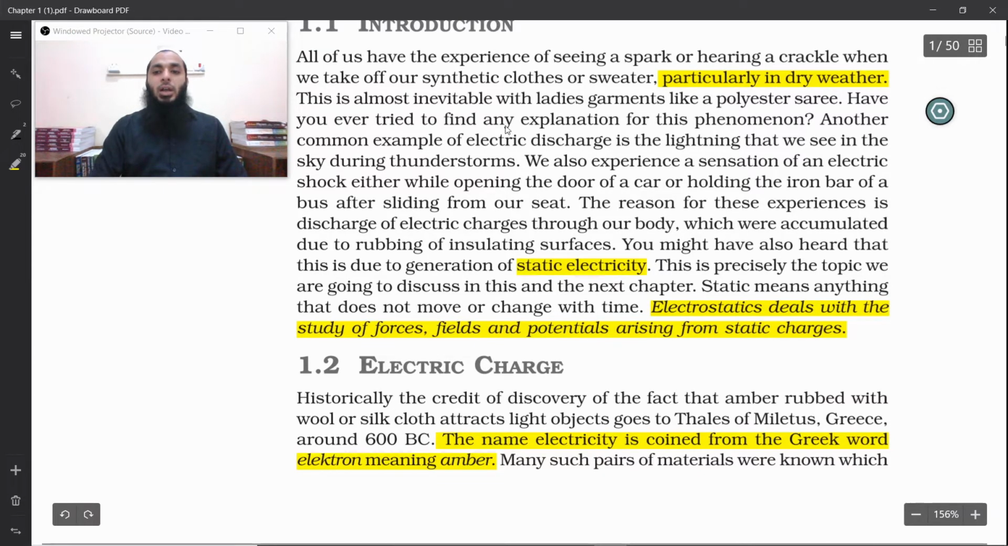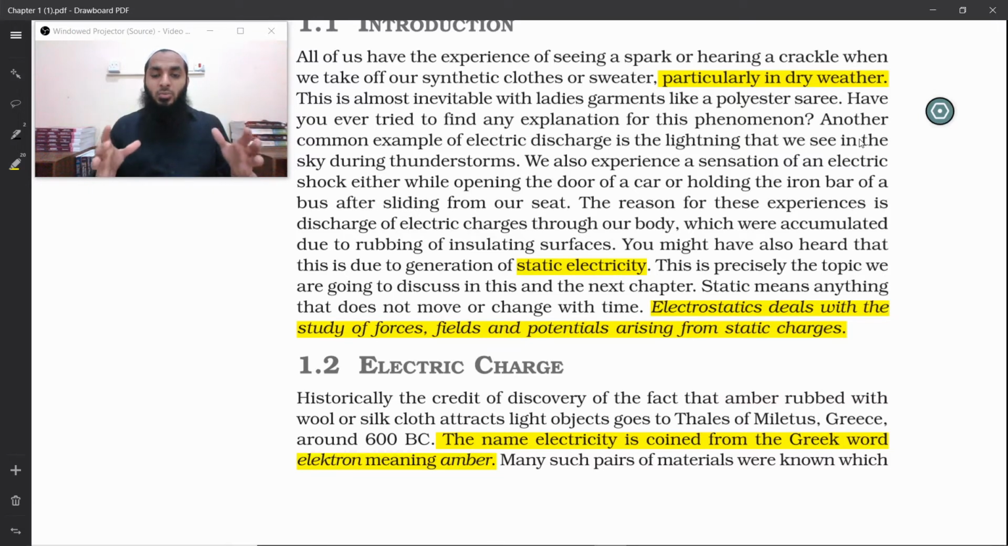Another common example of electric discharge is lightning. So what is happening in lightning? When there is a thunderstorm, air is in constant motion. So again, friction comes into action. Due to friction, the clouds become charged. The positive charge accumulates on the top surface of the clouds, and negative charge accumulates on the bottom, the lower surface of the clouds.